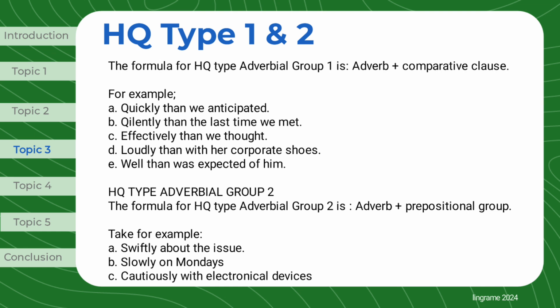HQ-type adverbial group 2. The formula for HQ-type adverbial group 2 is adverb plus prepositional group. Take for example, swiftly about the issue, slowly on Mondays, cautiously with electronical devices.